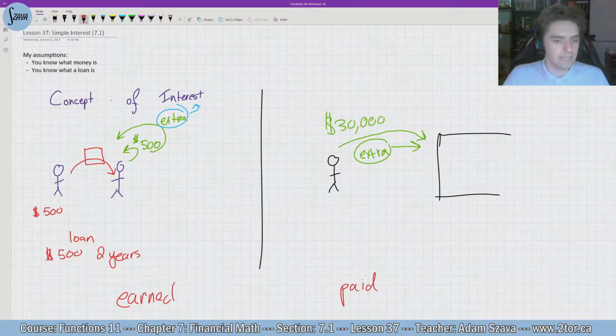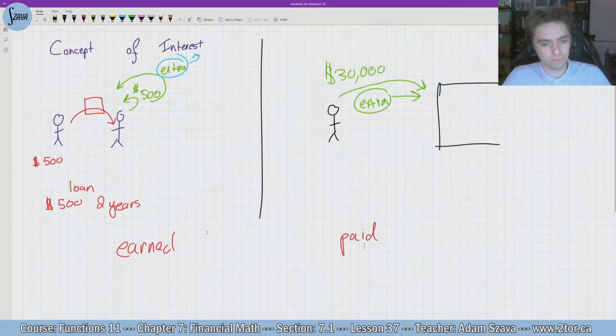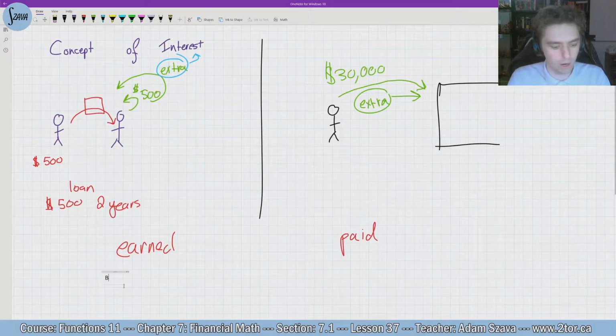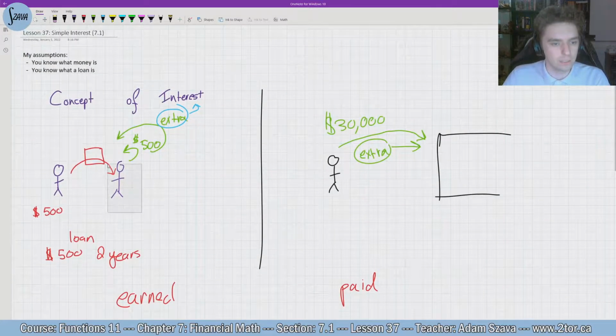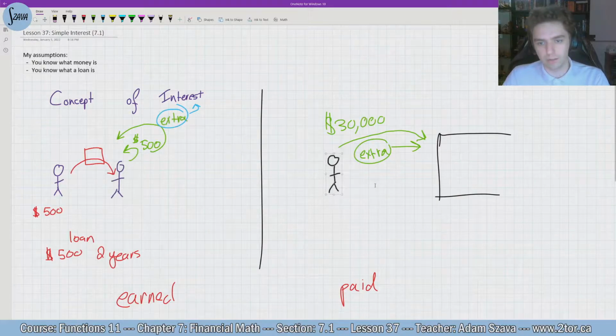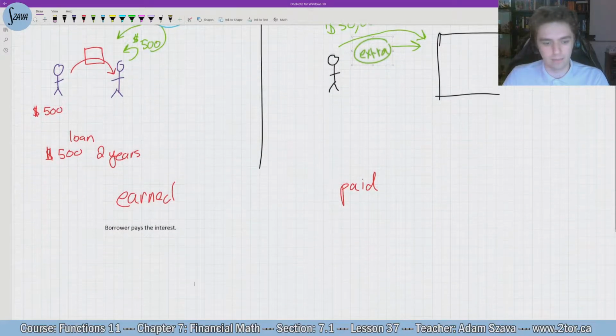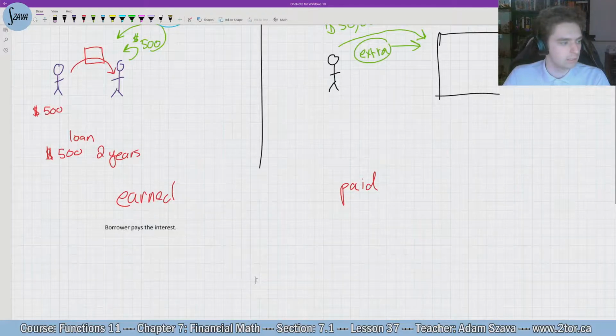So interest is the idea that if money is spending an amount of time in some other people's pockets through a loan, then interest will be either earned or paid by the people in the loan. In general, the borrower pays the interest. So here, this is the borrower, and that person paid the little extra. Here you're the borrower, and you paid a little extra back to the bank. So the borrower pays interest.